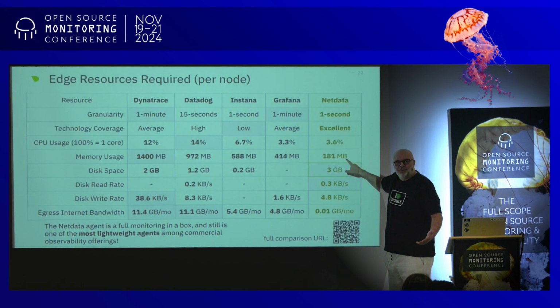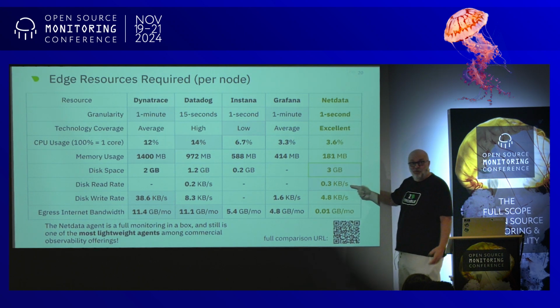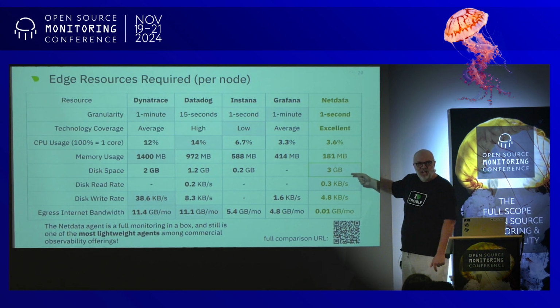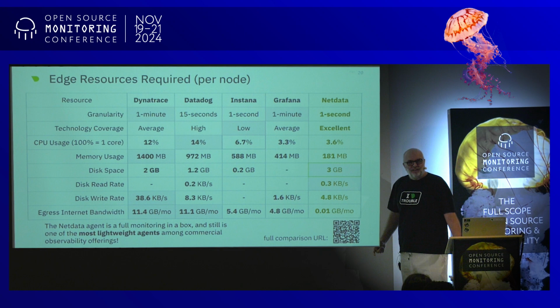There is no comparison. Of course, we need some storage. We need 3 gigabytes on disk to actually provide you 2 weeks per second, 3 months per minute, and more than a year per hour, in this shared database.